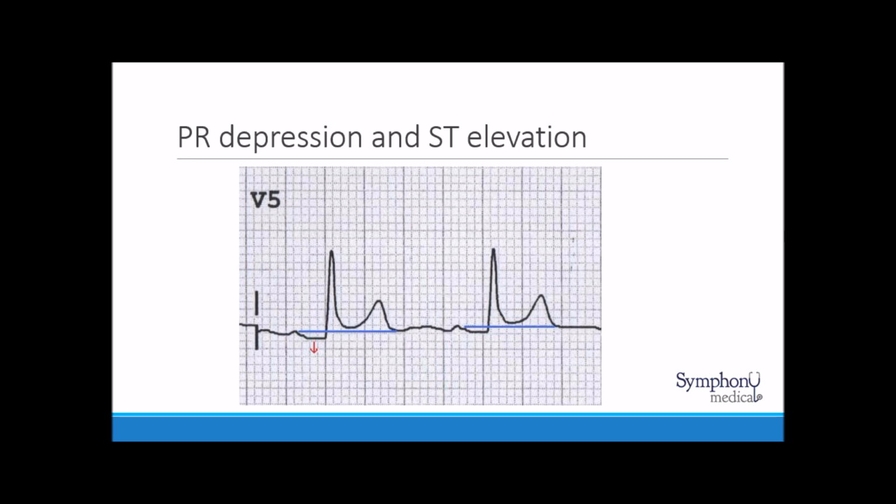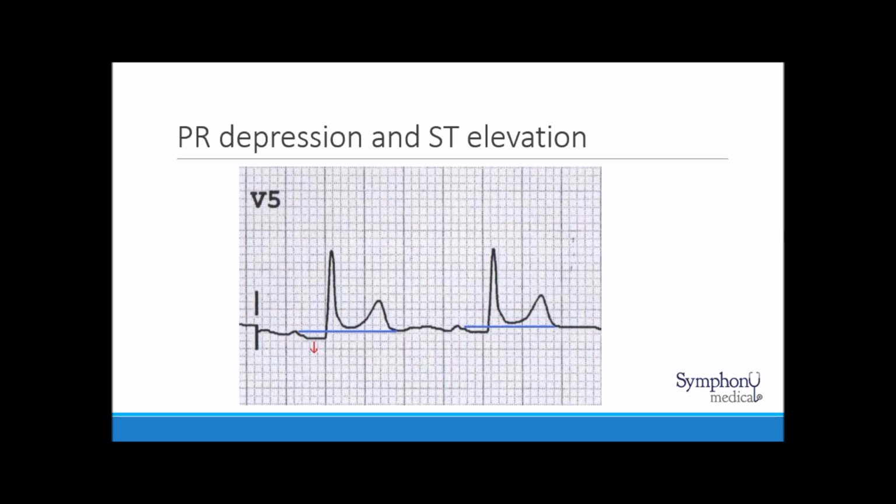But the problem is that you see the red arrow? That arrow shows you the PR segment. Okay? And if you use that as your isoelectric line, this person has maybe a box and a half of apparent ST elevation. And that'll throw you off. What this person has is a significant amount of PR depression.